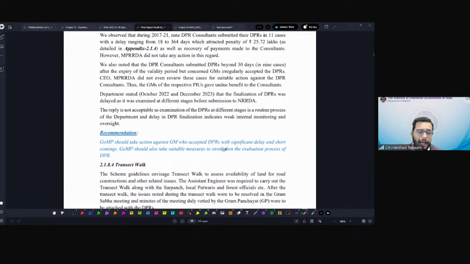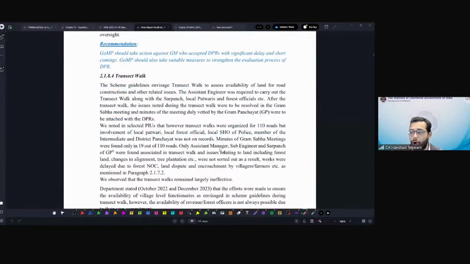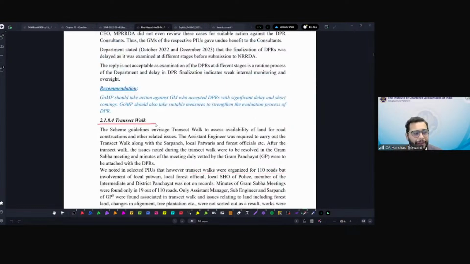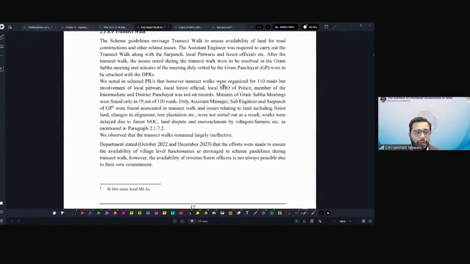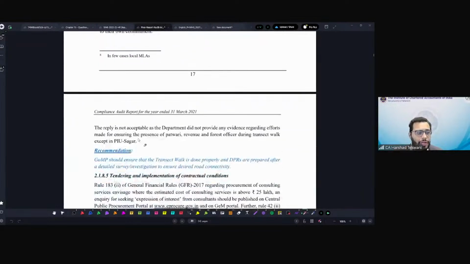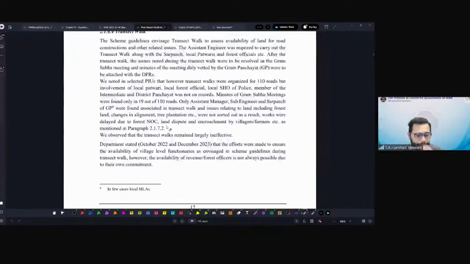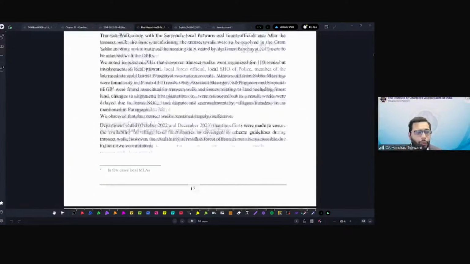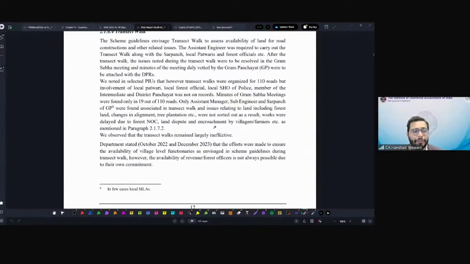Okay, so this is how observations actually are. They verify whatever has been done in the compliance audit. In this case, this is something with respect to the transect walk, some bridge or something like that. And if you see over here, the observation is about preparing those roads or building up those roads.